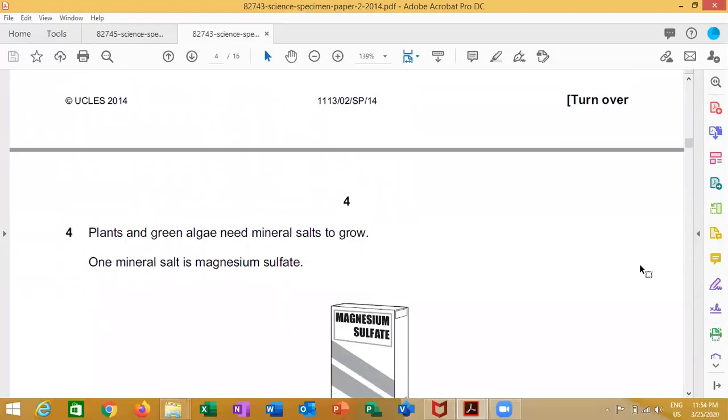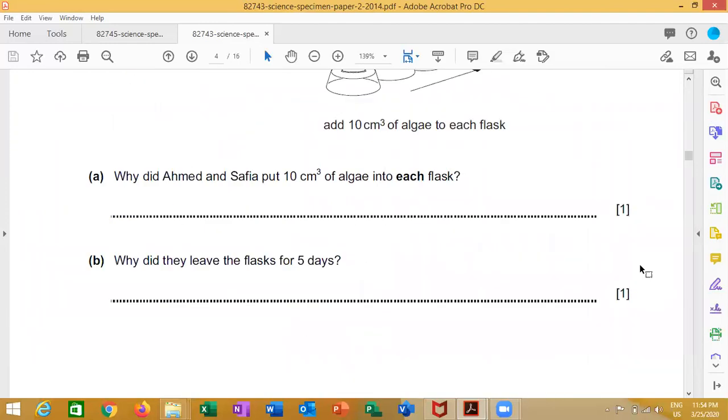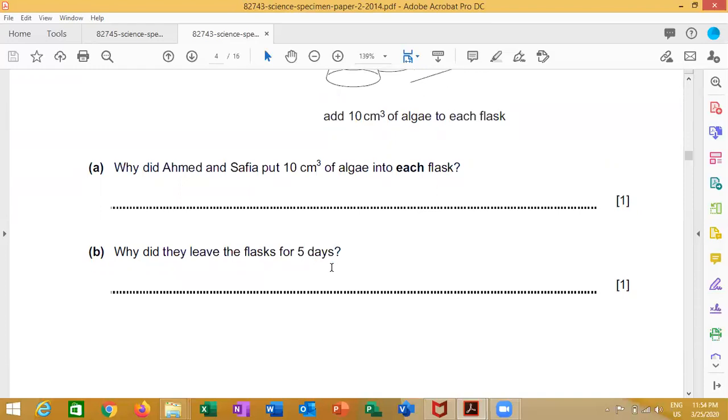Question 4. Why did he use 10 centimeters of algae in each flask? Why should this amount be the same, to make it a fair test or to allow comparison? Number B, why did they leave the flask for 5 days? In order to give the algae time to grow. So here the answer should be so the algae could grow.